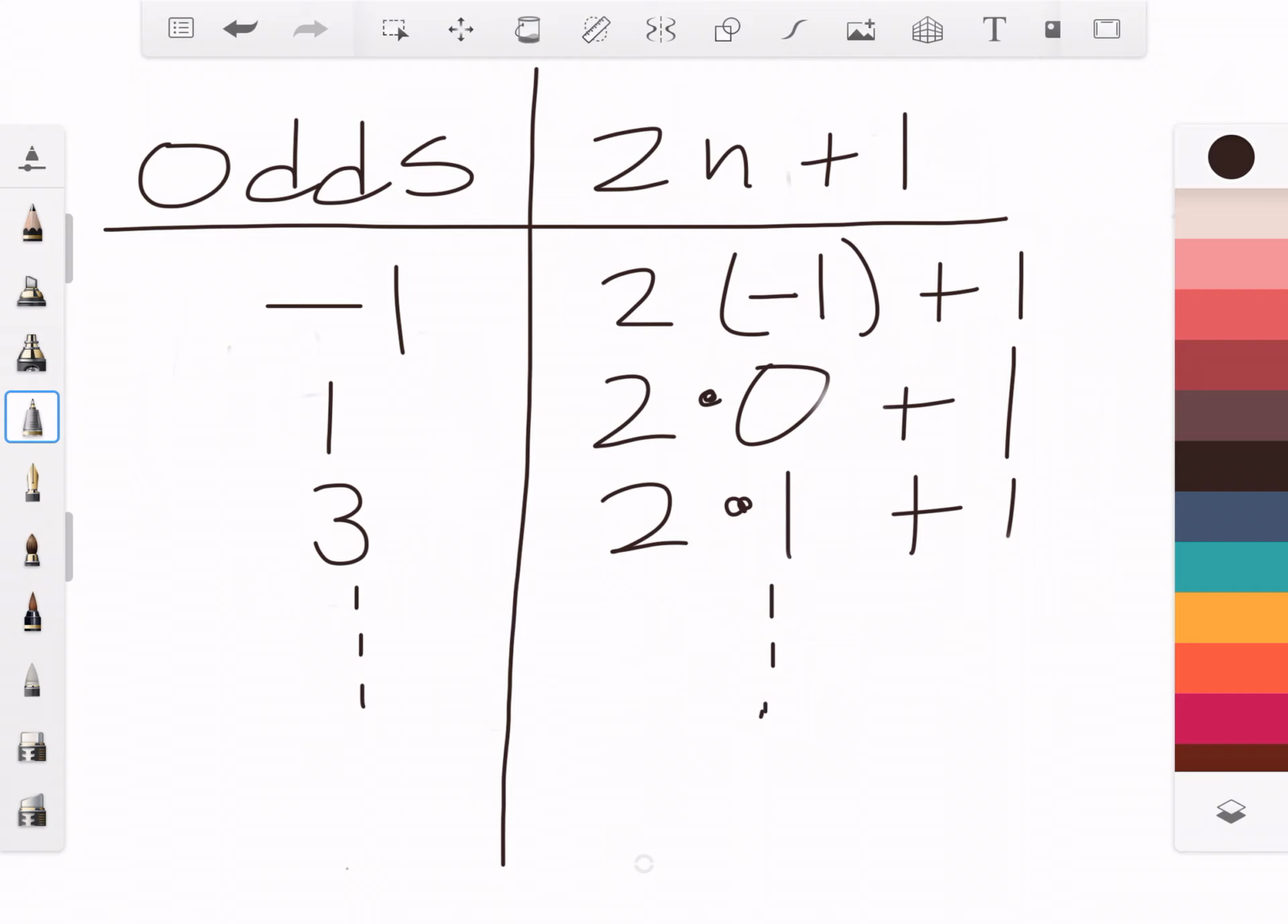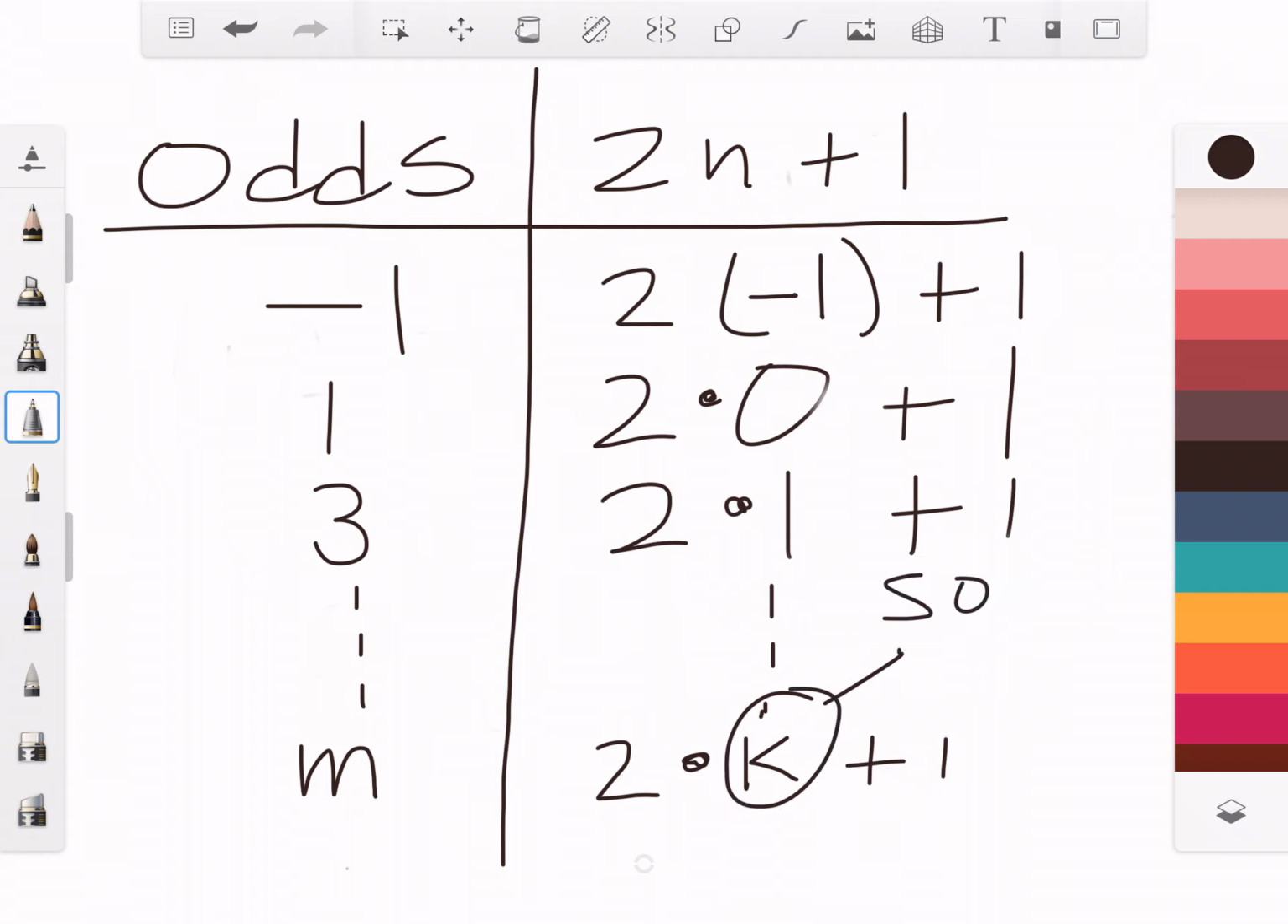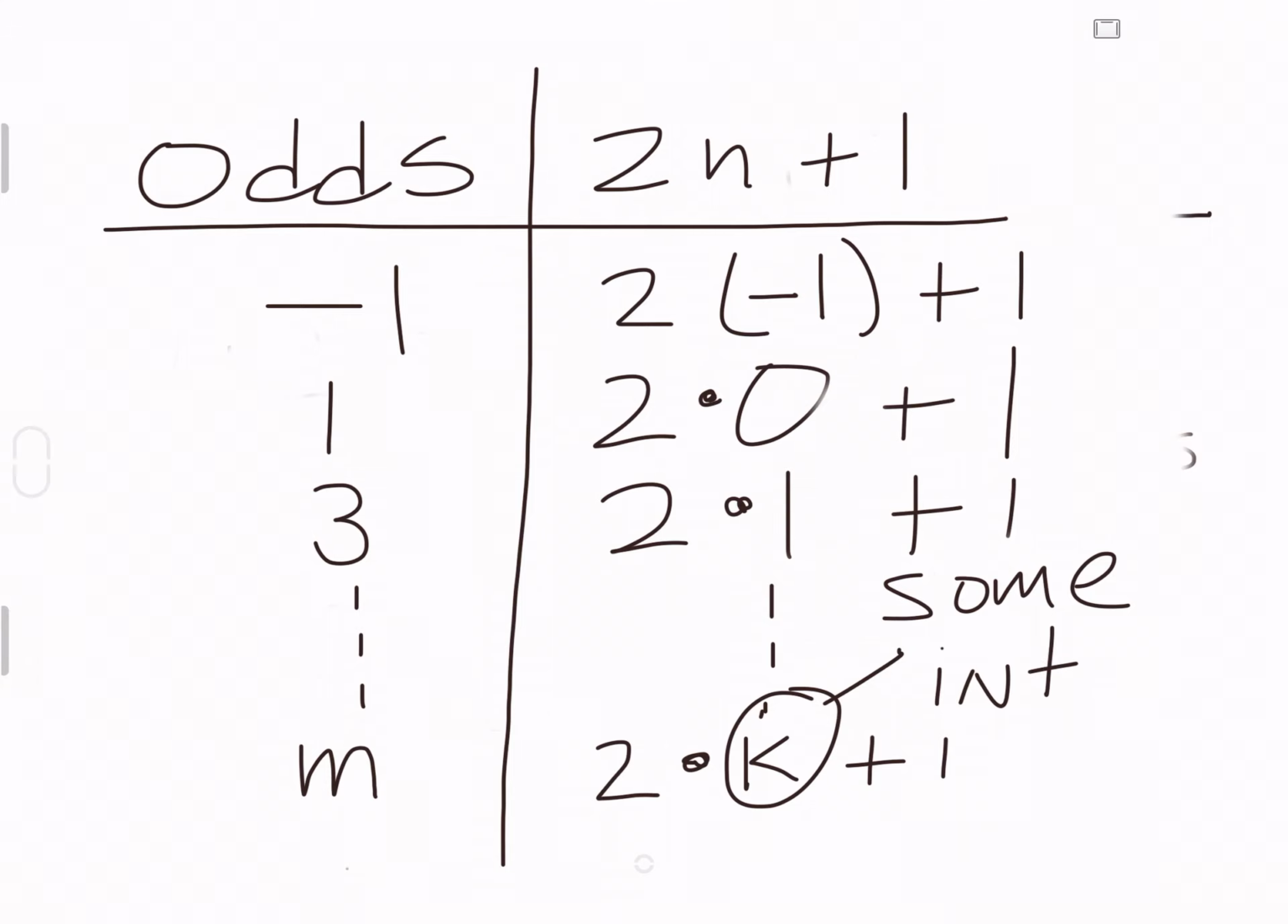Let's say we get to some, let's see, what did I have before? Let's say m, some odd integer m. It's going to be able to be written as 2 times k plus 1, where k is just some int. All right, and so that's why we've defined even and odd the way we have.